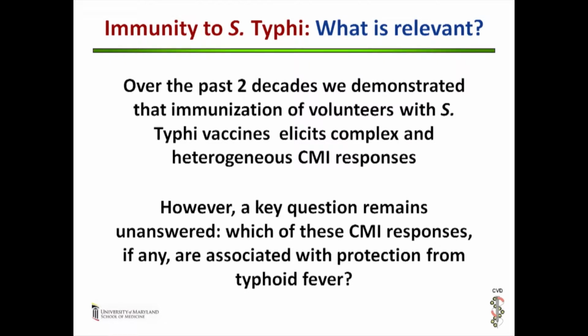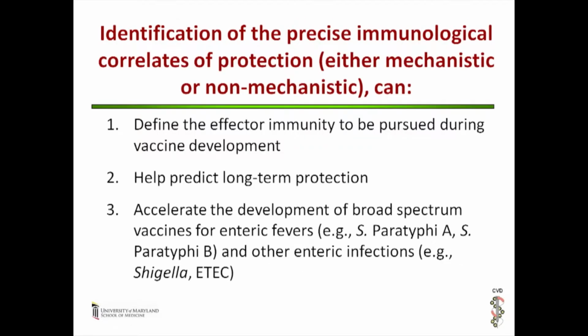So we demonstrated all of this over 2 decades or so, but the question remains, which of these CMI responses, if any, are actually associated with protection from typhoid fever? And this is very important more than from a theoretical point of view, because if we can define which are the correlates of protection, mechanistic or non-mechanistic, what we can do is zero in on which responses we want to emphasize as we move into the development of new and better vaccines. Also, they can help predict long-term protection, and we can accelerate the development of broad-spectrum vaccines or bivalent or even trivalent vaccines.